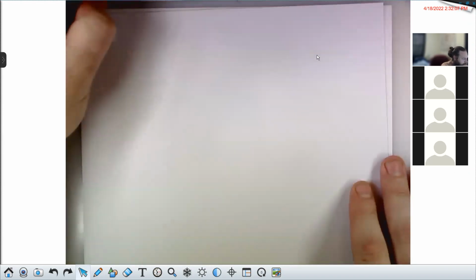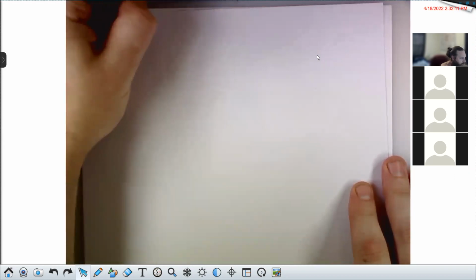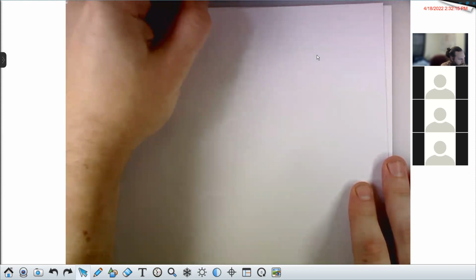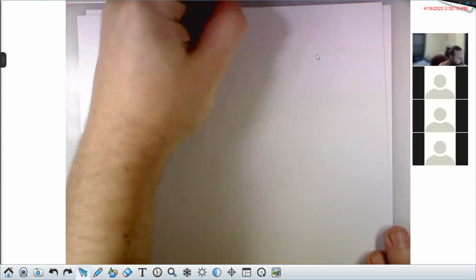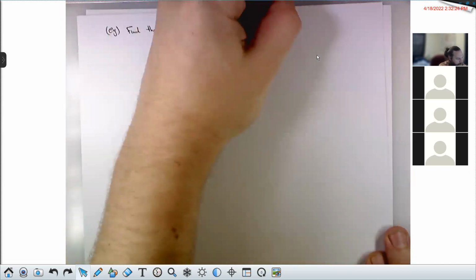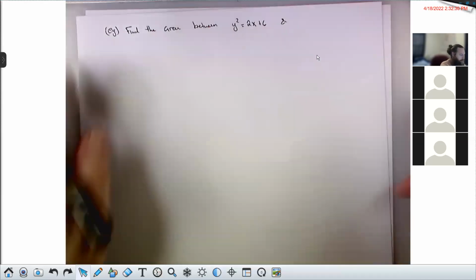Let's find the area between y squared equals 2x plus 6 and x minus 1.